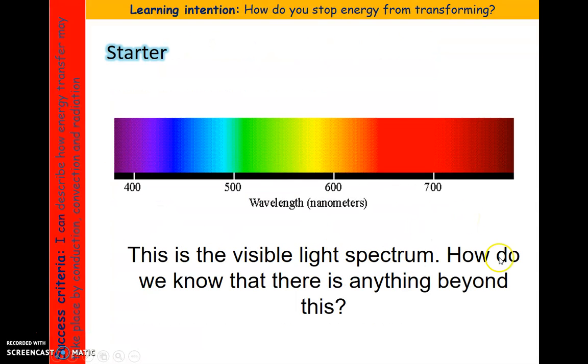This is the visible light spectrum. How do you know that there is anything beyond this? How do we know about infrared? How do we know about ultraviolet? Well, it turns out that they actually have temperature. So we can measure their temperature. So infrared has a lot of temperature. It is the part of the spectrum which transfers a lot of thermal energy.